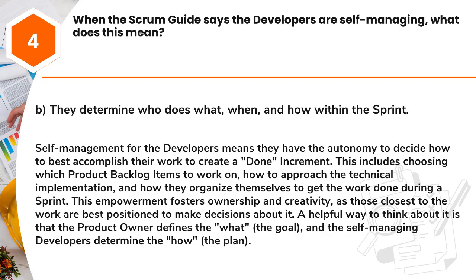Answer: B. They determine who does what, when, and how within the sprint. Self-management for the developers means they have the autonomy to decide how to best accomplish their work to create a done increment. This includes choosing which product backlog items to work on, how to approach the technical implementation, and how they organize themselves to get the work done during a sprint.